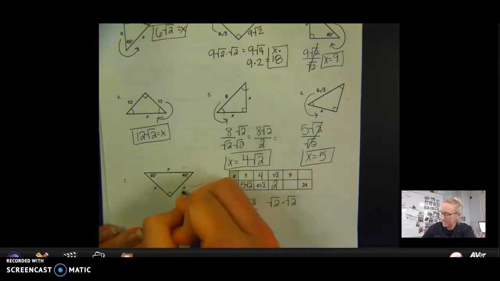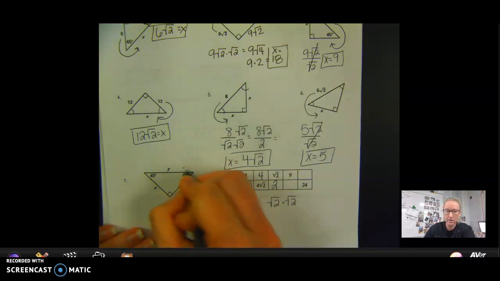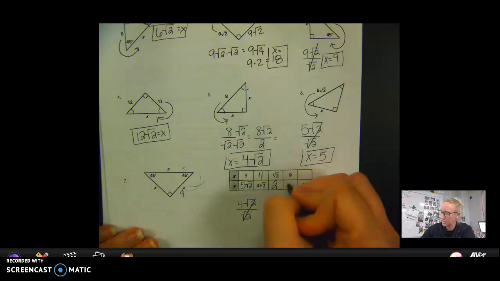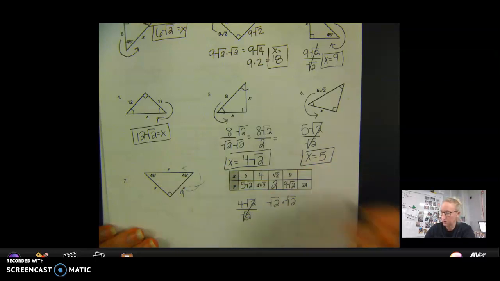Next is 9. 9 is a leg. I have to go forward and multiply by the square root of 2 to get to the hypotenuse, so that's just 9 square roots of 2.